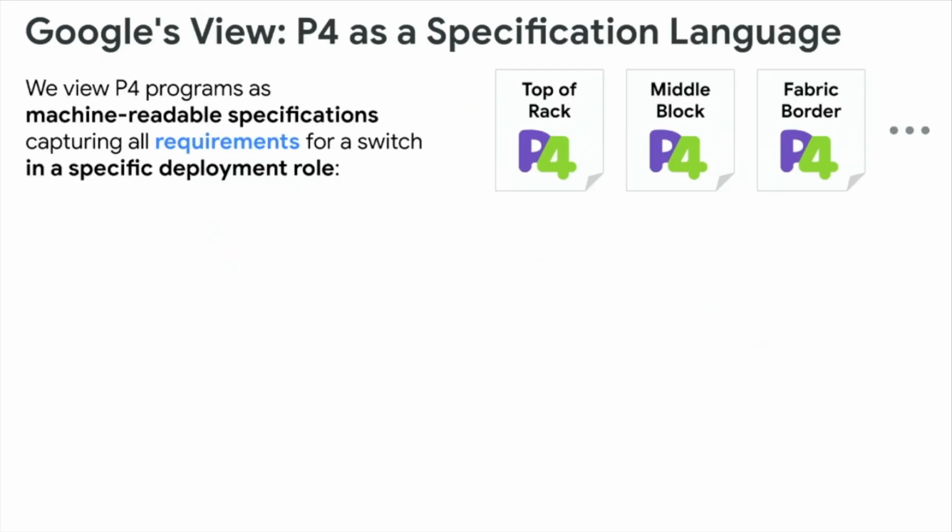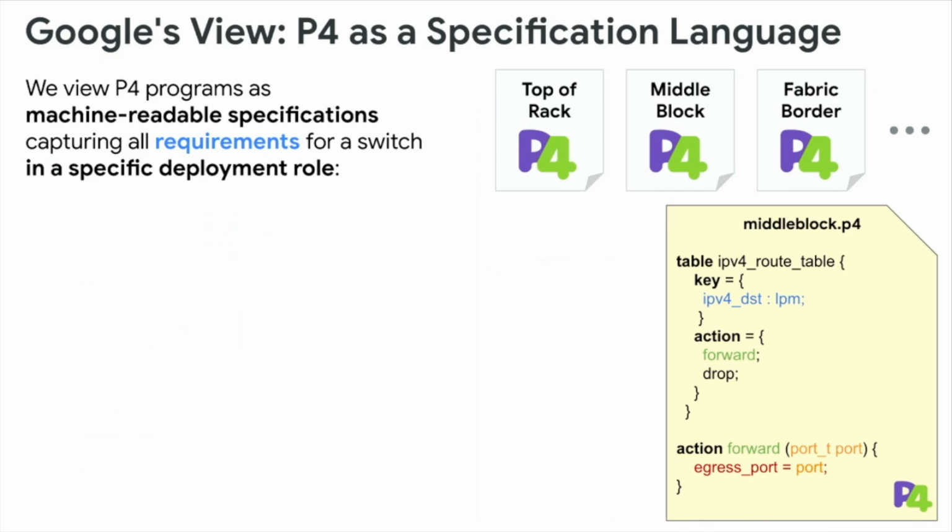So we view P4 as a specification language. And so we write P4 programs as these machine-readable specifications that capture all our requirements for a switch in a specific deployment role. And so we have a number of these for different switch deployment roles. And so let me explain a bit better what I mean by capturing all the requirements. So let's take a middle block in a data center. Here's the P4 program, or a small caricature of what it might look like. And let me show you in what sense it tells you about the requirements for this role.